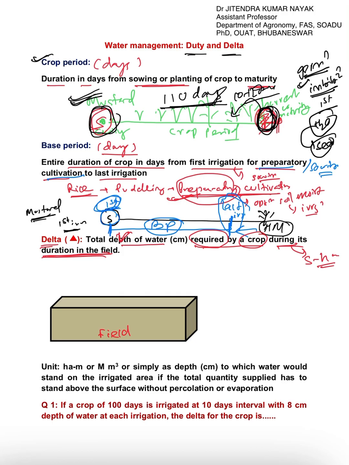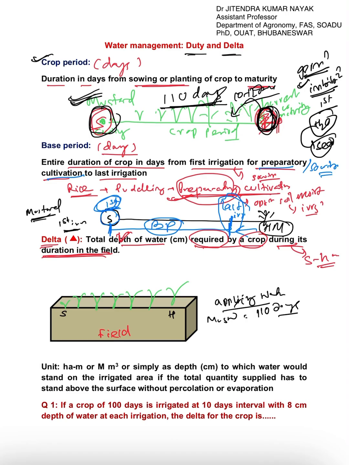Now, at the time of sowing, suppose this is the field and this is the crop. The crop will grow, it will mature, and then it will be harvested. From sowing to harvesting, you are applying water. So out of the total, suppose we are going for a mustard crop, which is of 110 days duration.